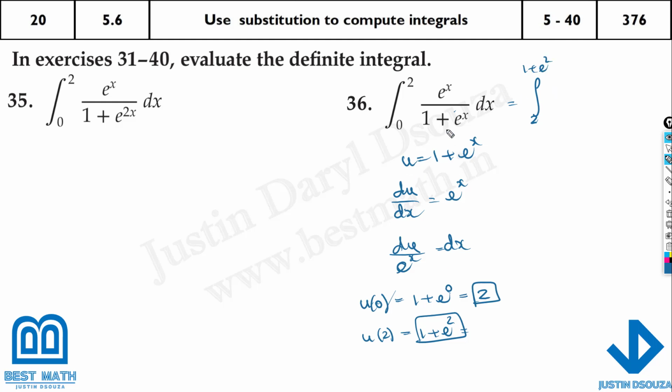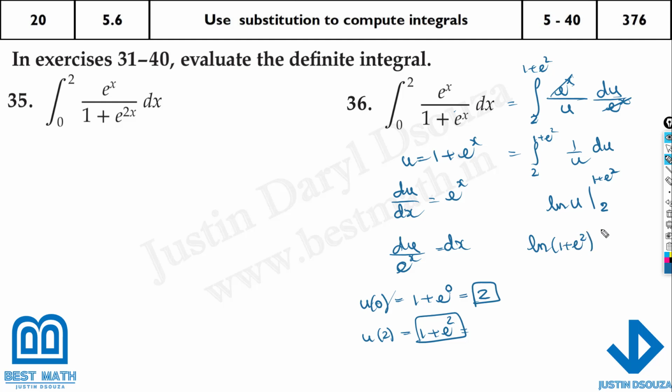And what about this? Here, let's do the substitutions. e to the power x divided by u will be du by e to the power x. e to the power x cancels off. So you're just remaining with 2 to 1 plus e squared, 1 by u du. What is 1 by u value? It is ln u. Now you need to apply the limits. 1 plus e squared is the upper limit, and down we have just 2. And let's apply over here. ln u is ln of 1 plus e squared minus ln 2. So you can leave it over there because that must be the answer.